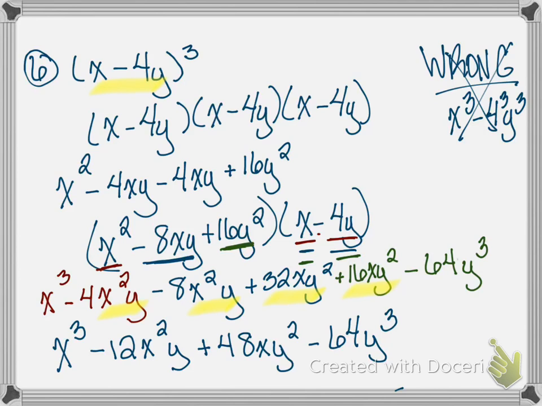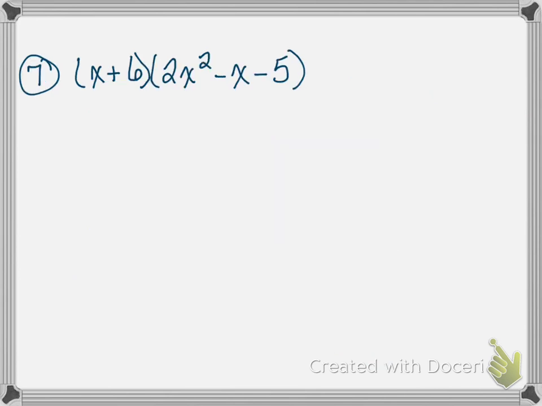Okay, so number 7, we get to do something like that again. What we have here is a binomial times a trinomial. And so what we're going to do here is the same thing that we did in the second part of number 6. I've got to take this x, and I need to multiply it by 2x squared minus x and minus 5.